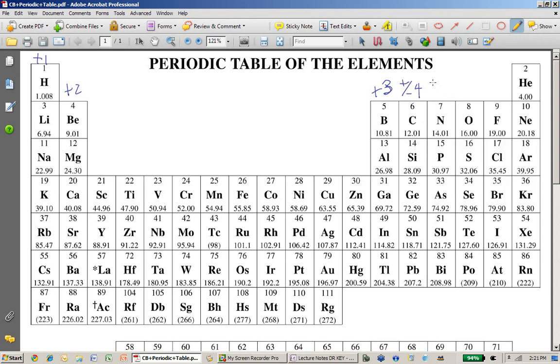That was more trouble than it needed to be. This is going to be -3. Are you seeing a pattern? +1, +2, +3. Wishy-washy. Plus or minus 4. -3, I'll bet you can guess. -2, -1. And rarely would you ever have a noble gas even reacting. It does happen, but it's very, very rare.